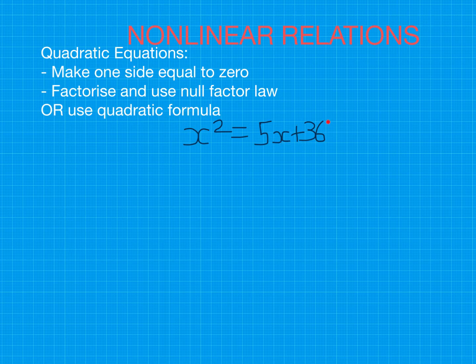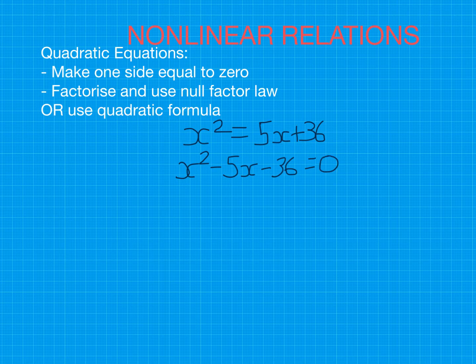So here's an example of a quadratic equation. I will use the method of factorization. Whichever method you use, you have to first make one side of the equation equal to 0. So I'm going to subtract 5x from both sides, and I'm going to subtract 36 from both sides. So now I'm going to factorize this.